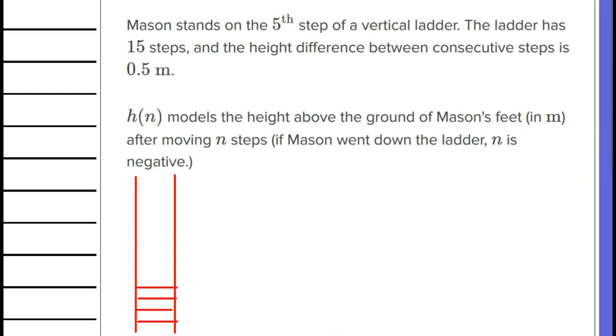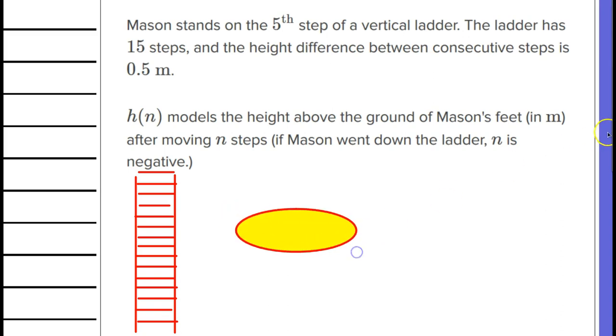1, 2, 3, 4, 5. That's where Mason stands. 6, 7, 8, 9, 10, 11, 12, 13, 14, 15. Okay, so there's the ladder that Mason is standing on. It has 15 steps. And now I'm going to make my function diagram. That's actually one of the steps here, to make a drawing. So now I need a function diagram.